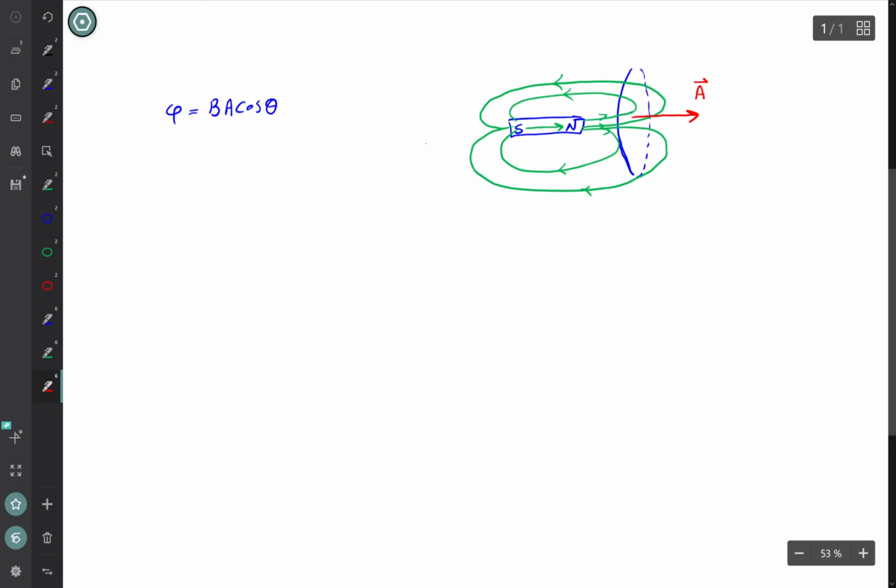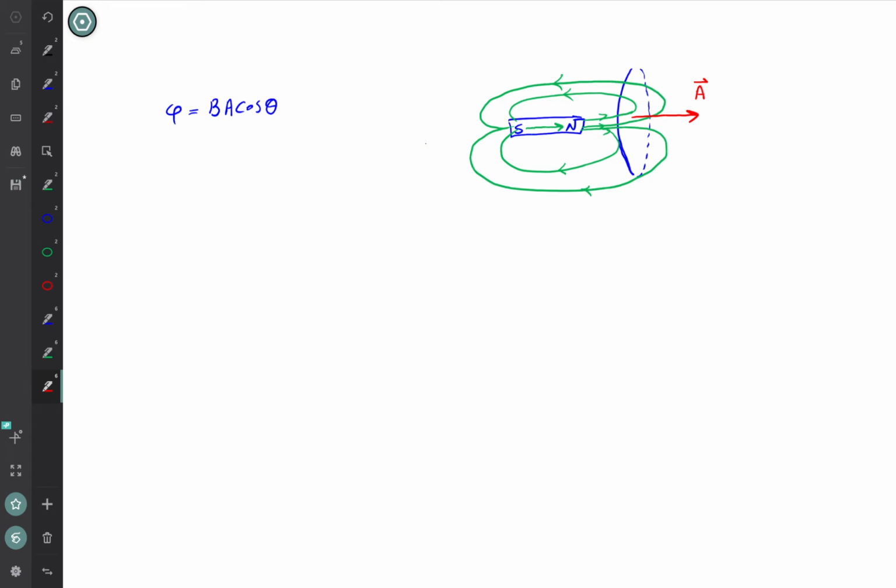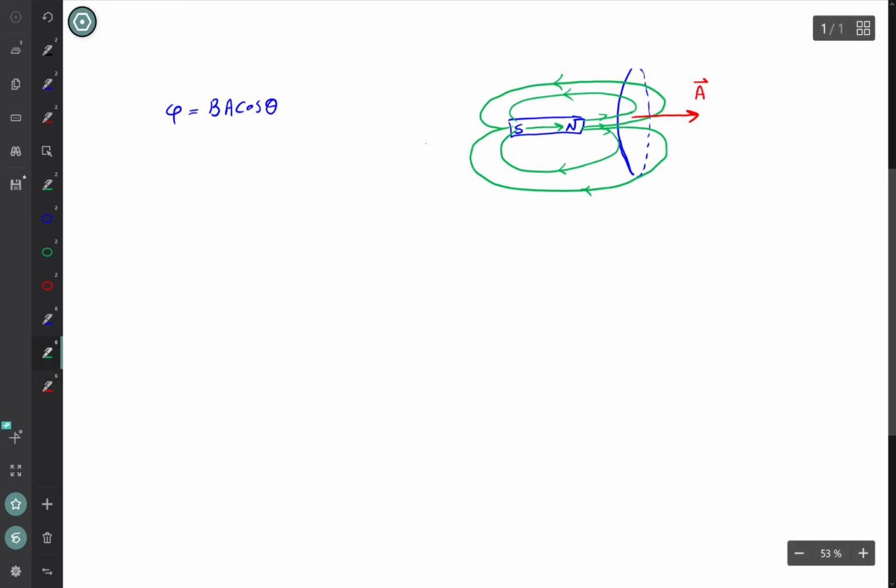In this specific case, you see that the field lines are going to the right, and the area is going to the right. Therefore, the angle they make would be 0, and cos of 0 is 1, and that's when you have maximum flux. So these are my field lines.